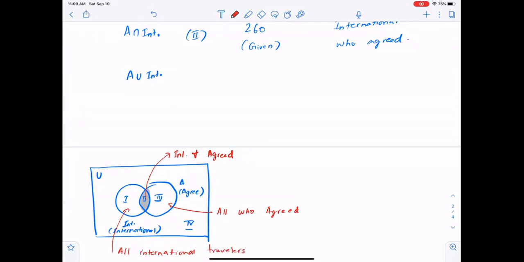Okay, now in the problem, it was given to us that the number of international travelers was 770 in total. Out of those 770, 260 of them were international and agreed. The number of people who agreed was 440.